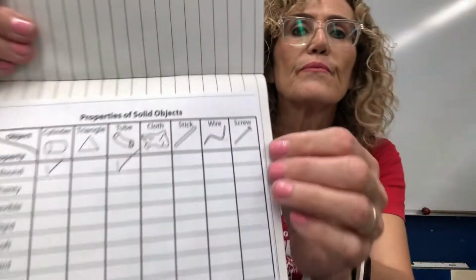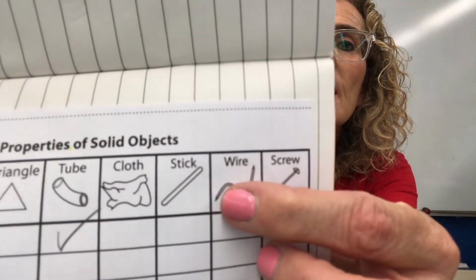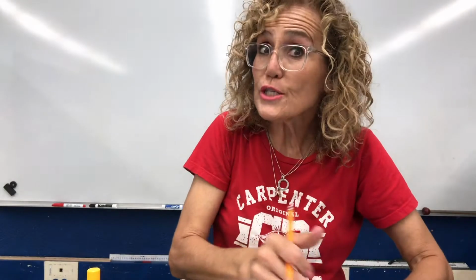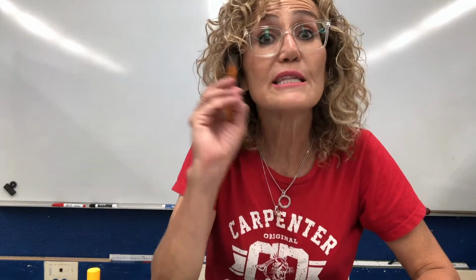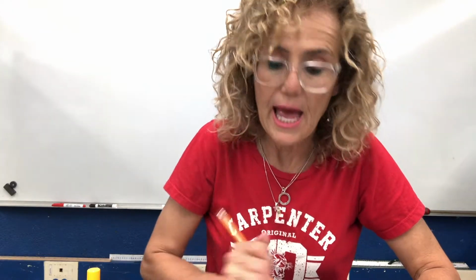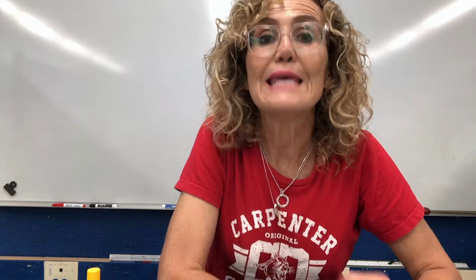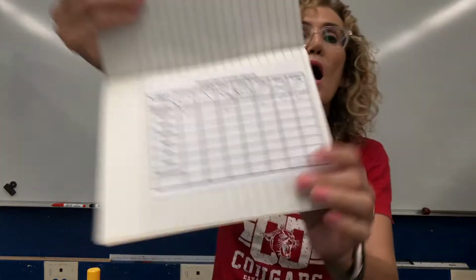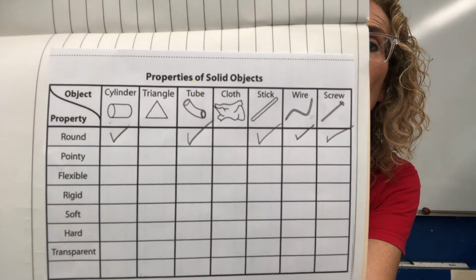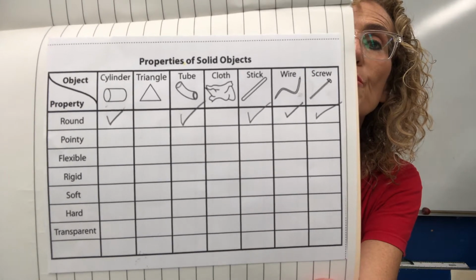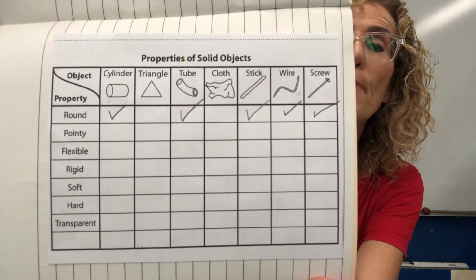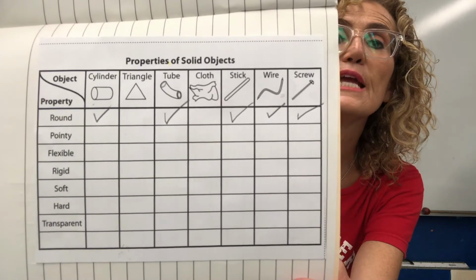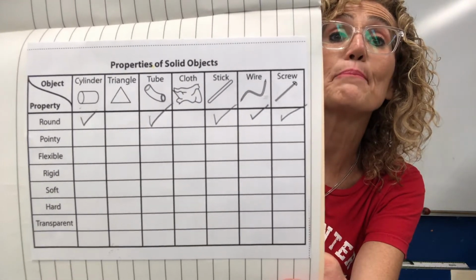Was the cloth round? No. Was the stick round? Well, you know what's interesting? Look at the stick. It's rounded on the ends. So there are parts of the stick that are round. So I'm going to put a check. Was the wire round? Yes, it was round around the outside. And was the screw round? Yes. So I did the first row. Would you please go through the paper, go through each of the properties, and check whether each of those items has that property.